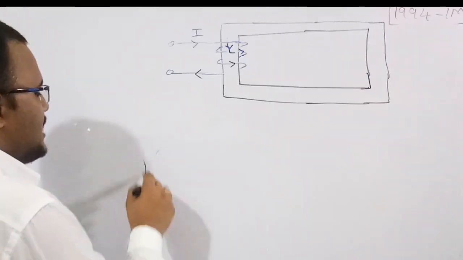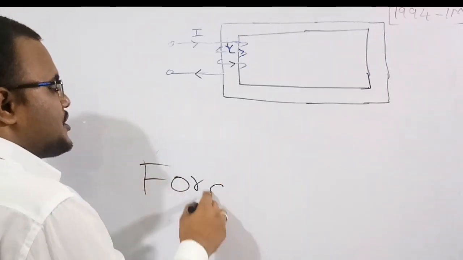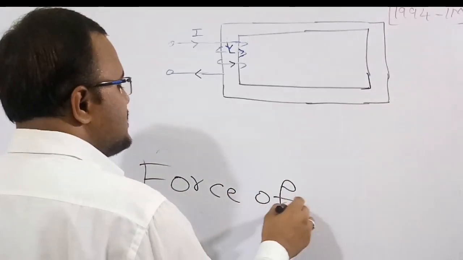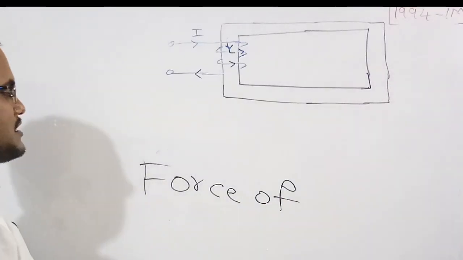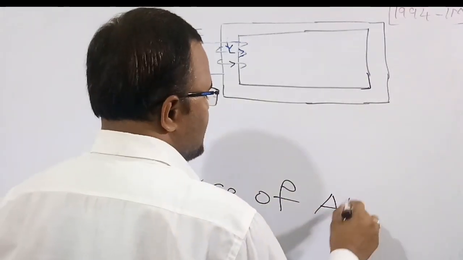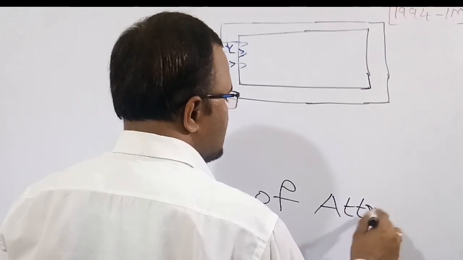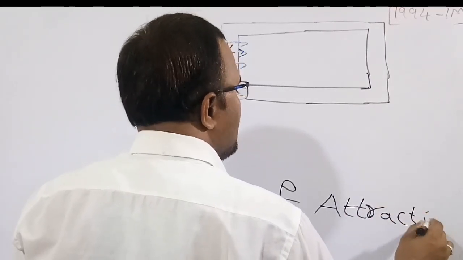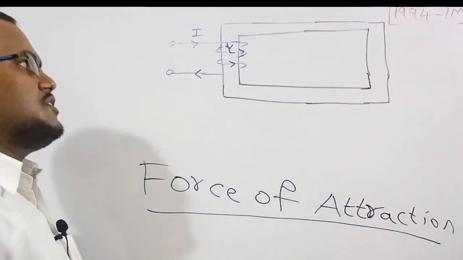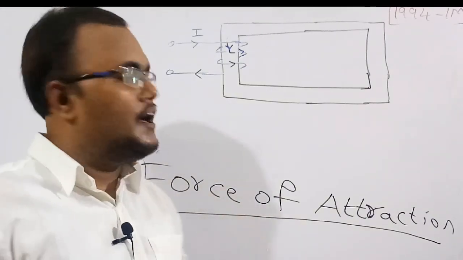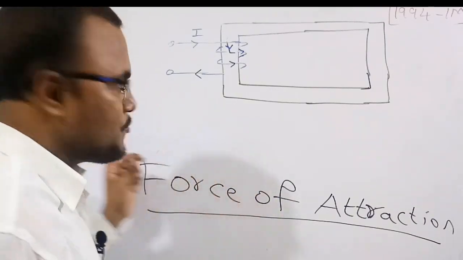So therefore the final answer is, before the short circuit and after the short circuit there is no change in the force, meaning there is a force of attraction. This is the final answer of this question. Suppose you did not understand the concept, then please go back to the starting of this question and see it.